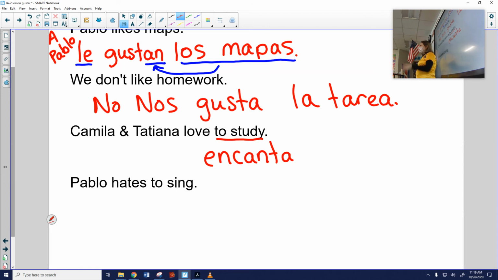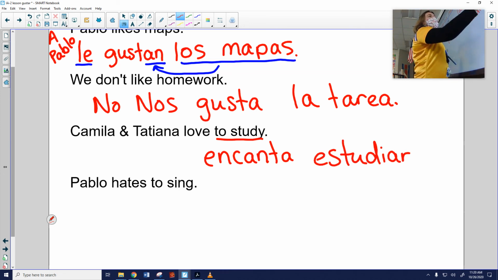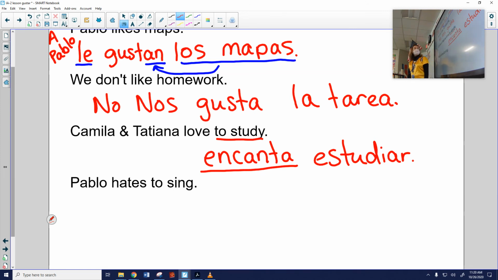¿Cómo se dice to study? Estudiar, muy bien. That's one of the verbs we learned last week. Estudiar. We do not need to conjugate this verb. That's some good news with the verb gustar: if we're liking an activity, we don't have to conjugate the activity that comes next. They love to study. Which indirect object pronoun will I use for Camila and Tatiana? Me, te, le, nos, os, les?